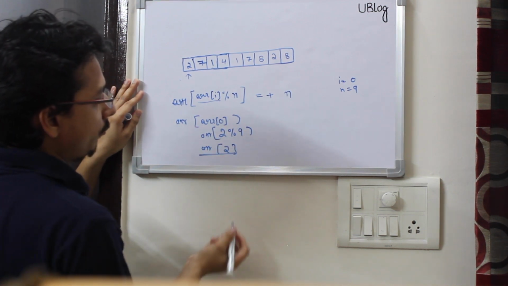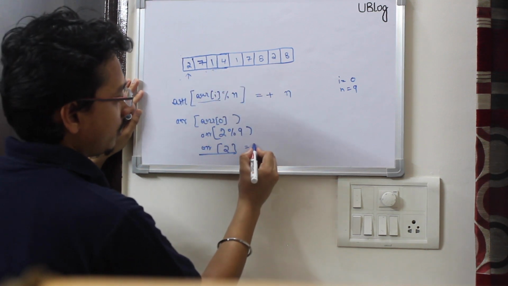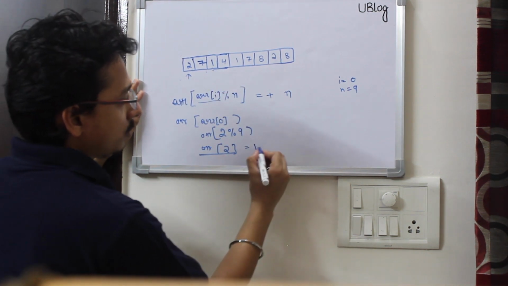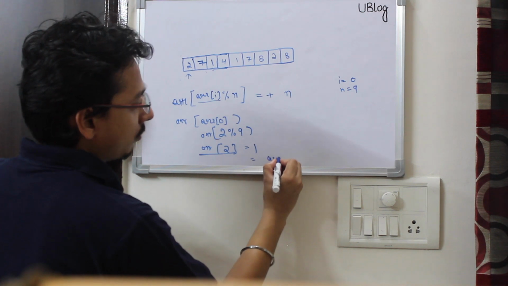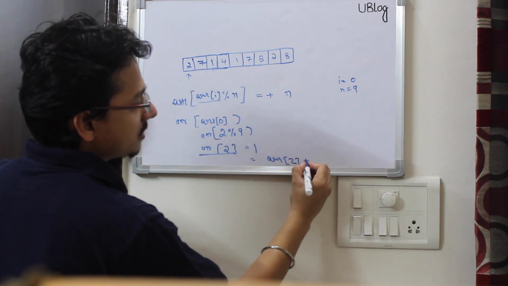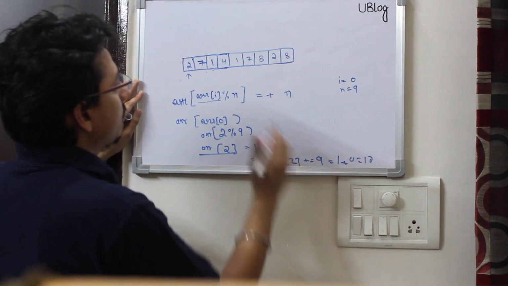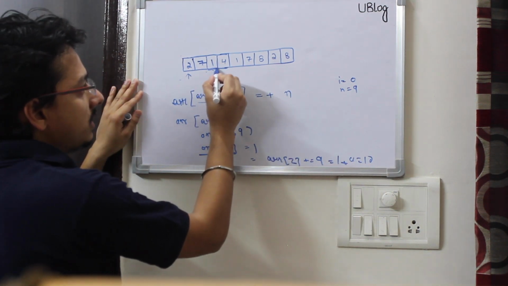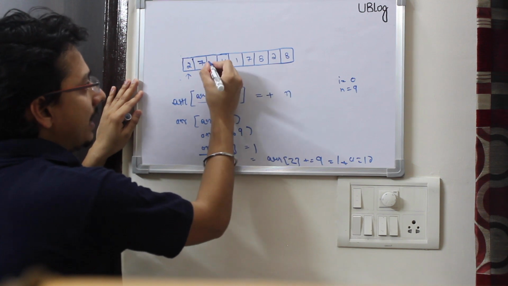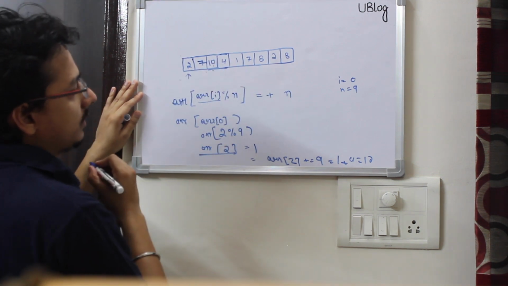So I need to find array of 2. What is array of 2? It is 1. So I'll add the value by 9. So I'll be doing array of 2 plus equals 9, which will make it 1 plus 9, which will make it 10. So now the value at this index will become 10. So I'll update it by 10.